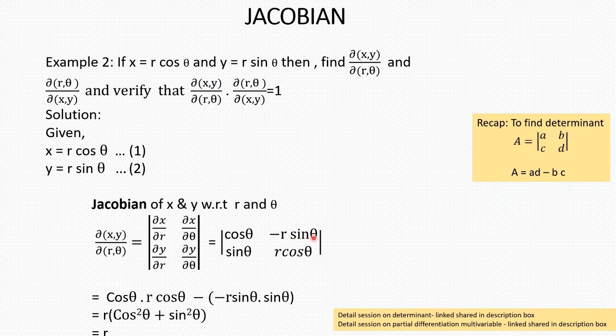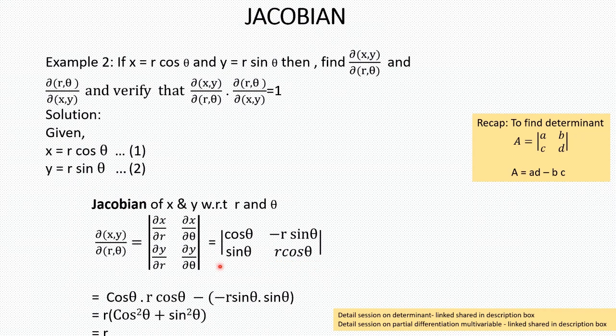∂y/∂r is the differentiation of r sin θ with respect to r. The differentiation of r is 1 and θ is constant. Hence by the constant multiplication rule, we get sin θ. ∂y/∂θ is the differentiation of r sin θ with respect to θ. The differentiation of sin θ is cos θ and r is constant. Hence by the constant multiplication rule, we get r cos θ.